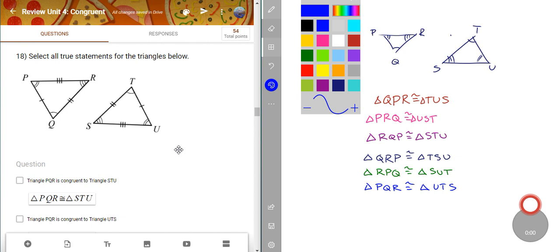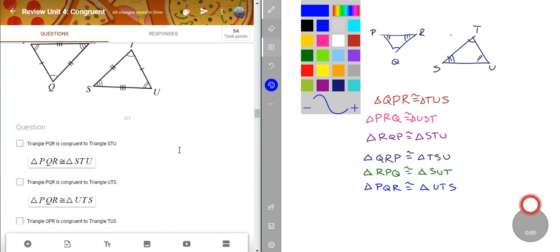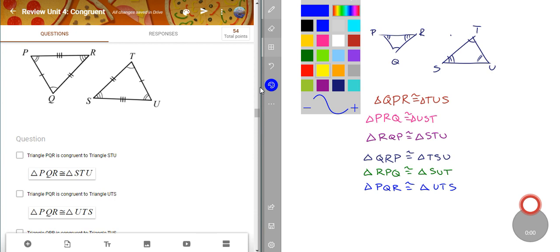Your key to this is as you scroll through these, you're looking to make sure that they match up. So you know that Q is congruent to T. You know that P is congruent to U, and you know that R is congruent to S. So they have to be in the same order. That's what you're looking for. As soon as they're not, so let's see, so like P and U, that's good. Q and T, that's good. R and S, that's good.